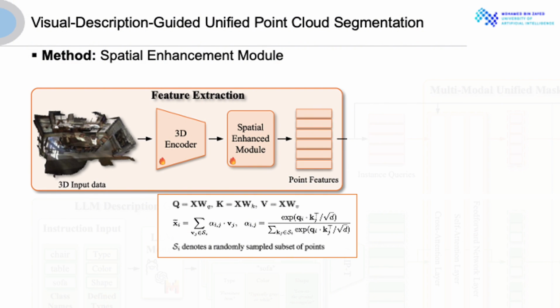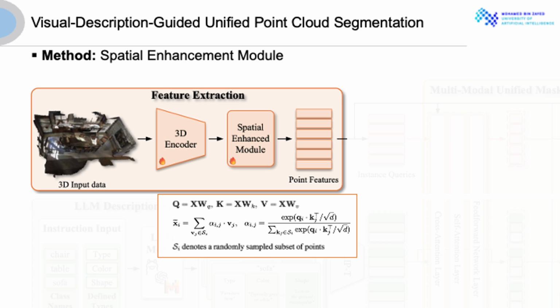First, let me introduce the Spatial Enhancement module. The goal of this module is to capture spatial relationships among points in the point cloud. Since raw point clouds are sparse and unordered, focusing only on local regions may cause the model to lose the global spatial structure. To address this, we adopt a sparse attention mechanism.